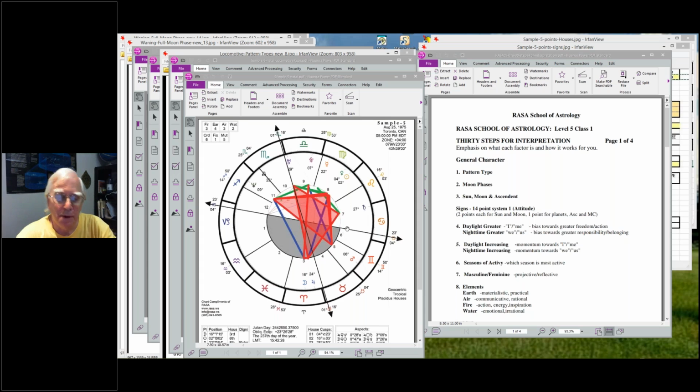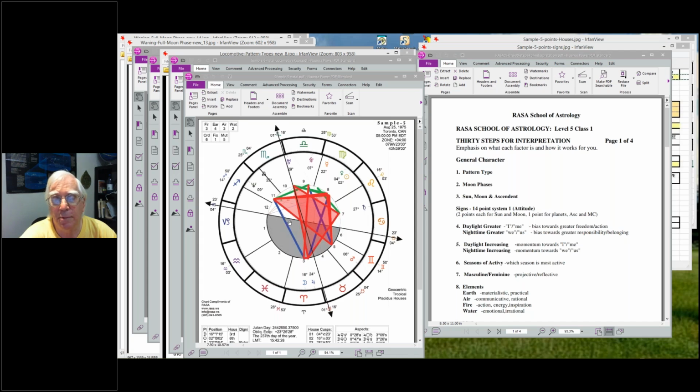So we look at a pattern type. Now we've got a different pattern type. You could think of it as looking half like a seesaw, but really there are these empty areas between Saturn and Mars and the moon, less than a sextile. So this is a more roundabout pattern. It really ends up being a locomotive type with the empty trine.